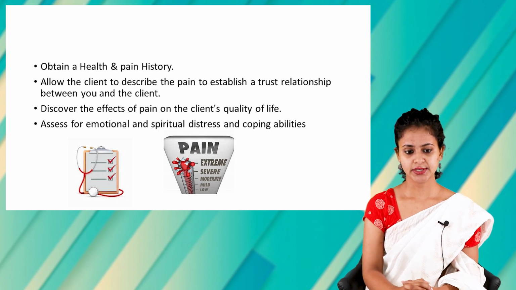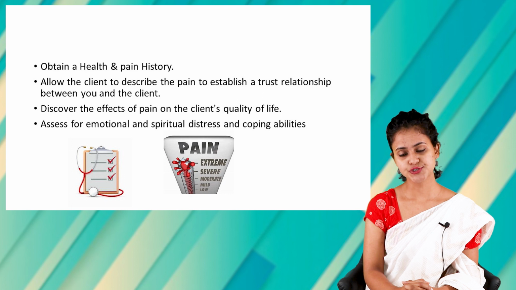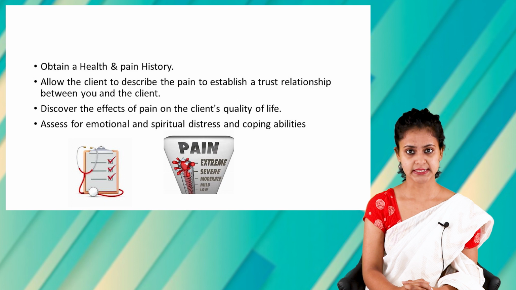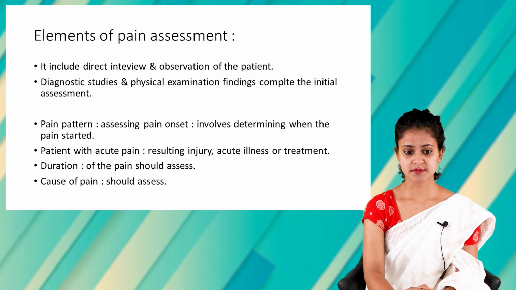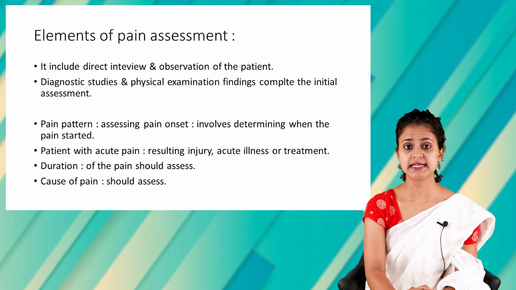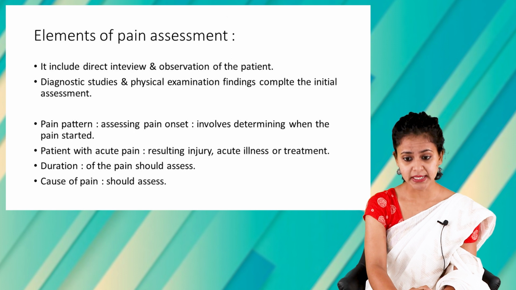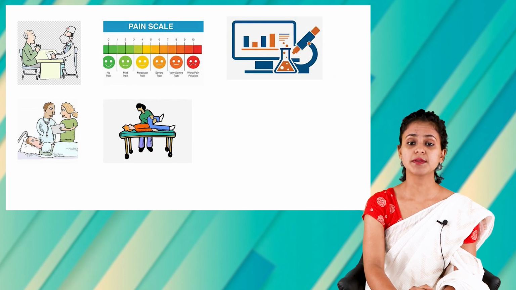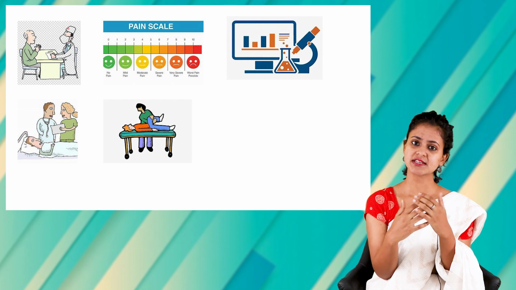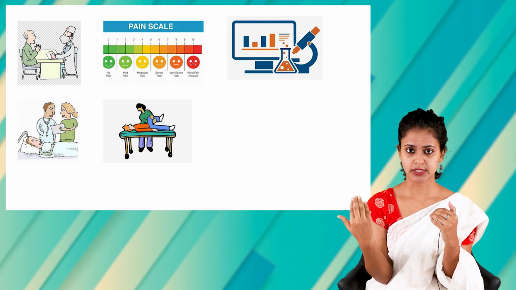Even we are going to learn here the emotional and spiritual distress as well as the coping abilities of the client for pain assessment. So the elements of pain assessment basically include direct interview, even observation while assessing the client. We are going to assess the pain pattern. Basically here we are going to assess the onset of pain, which involves determining when the pain started, which almost always suggests whether a person has a neuropathic pain or a nociceptive pain, or whether it is acute or chronic pain.